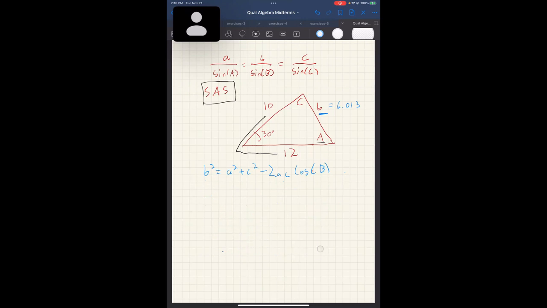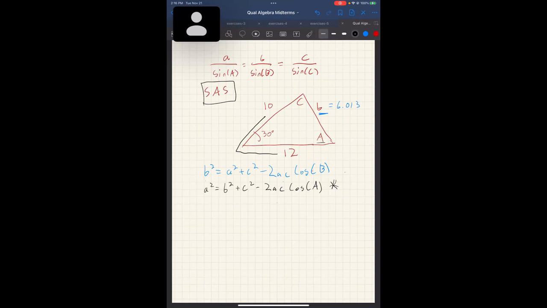Well, here, sorry, angle A and angle C. I need to know what angle A and angle C are supposed to be. Well, if I write down my law of cosines again, for A, I have that a squared is b squared plus c squared minus 2bc times cosine of angle A. Well, what do I know in this equation?